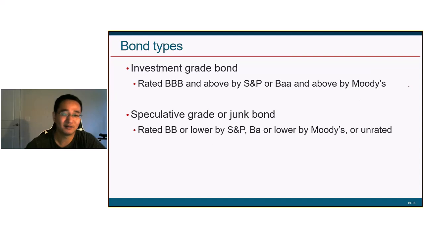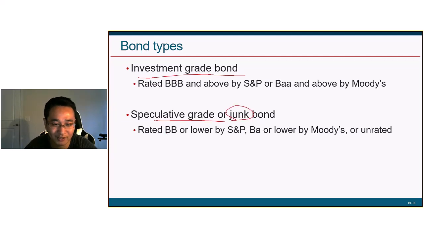So there's another point. People use ratings to classify a bond into two categories. One is investment grade bond. The other is speculative. When people talk about junk bonds, you need to know that it's rated BB or below.